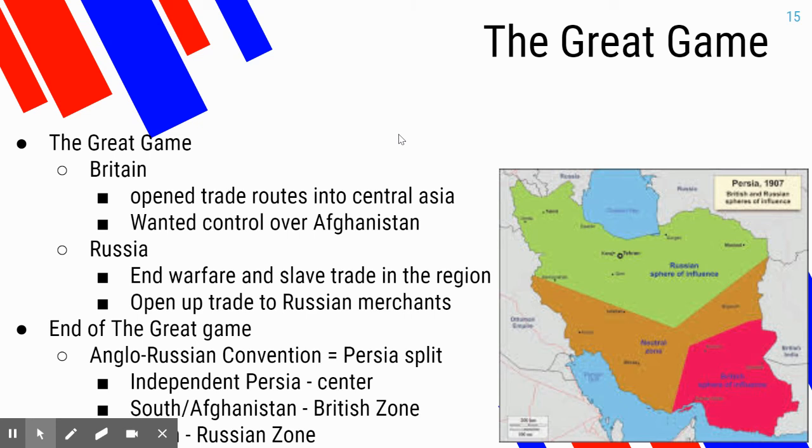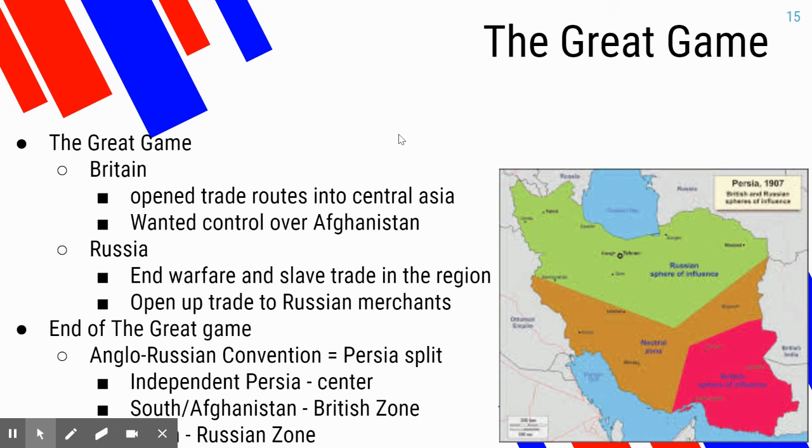Britain always wants to open up trade routes everywhere. So their goal in the Great Game is they want to control Afghanistan either directly or indirectly so that they can trade in the area and make more money. Russia wants to end the slave trade that was coming out of Afghanistan. There were Afghan raiders who would ride up into Russia, kidnap Russian citizens, and then sell them in the Ottoman Empire. And again, they also want to trade in the area.